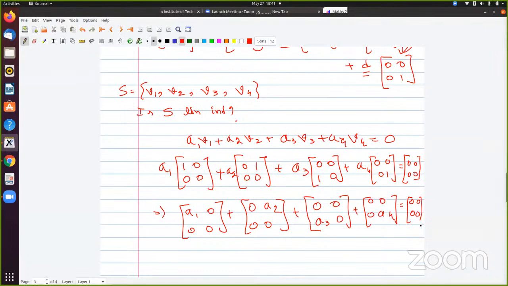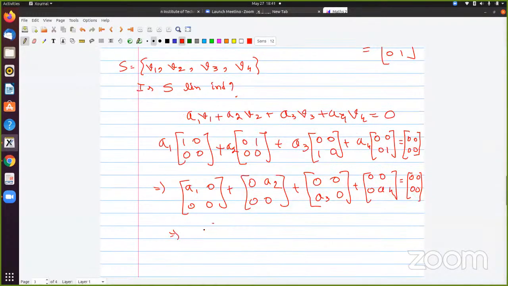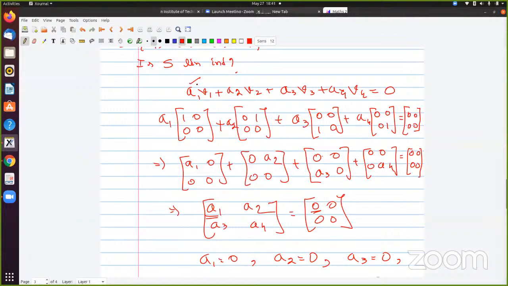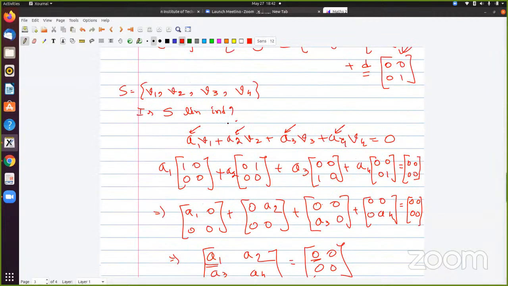Now if we add all these matrices on the left side, what will you get? A1, a2, a3, a4 on the diagonal, equal to 0. Sir, it will be dependent, right? Let's see. So what is the solution? If I equate this, basically I am equating each element. Each element is 0. A1 is 0, a2 is also 0, a3 also 0, and a4 is also 0. So once I write this combination, I am getting all the a's as 0. What does that mean? This is linearly independent.